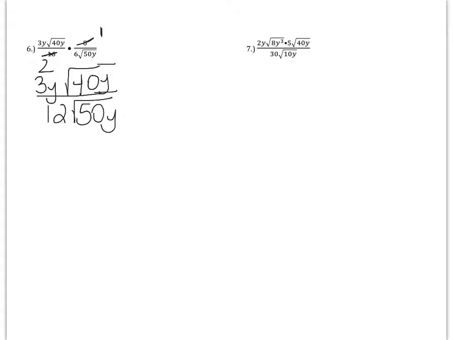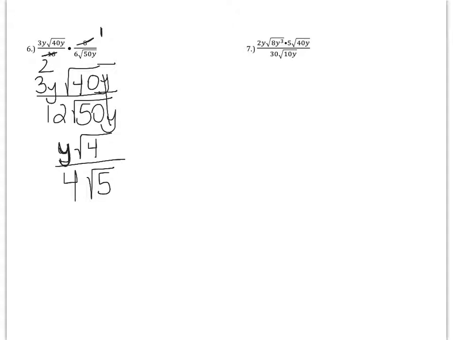So now I'm going to reduce. Now that I can see it all together, to me it's just a little bit easier. So 3/12 reduces to 1/4. So I'm going to put a 4 on the bottom. I've got a y out here. You can write 1y there if you want. And then now the square root of 40y over the square root of 50y. Well, 40 and 50 are both divisible by 10, so divide that. So you're going to get the square root of 4 over the square root of 5. The y's completely cancel out.